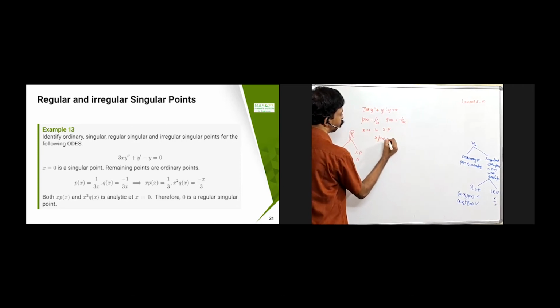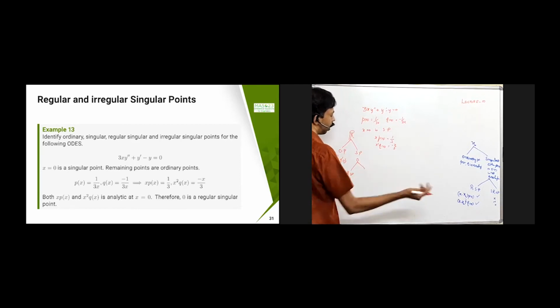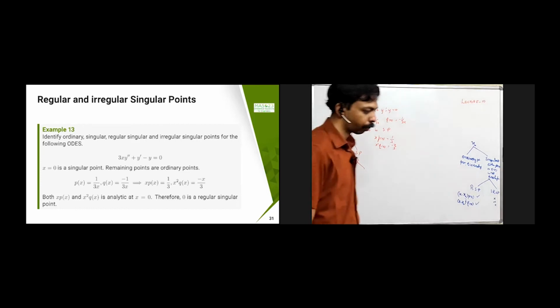So x times p(x) is going to become 1/3, and x squared times q(x) is going to become -x/3. So both are defined. Therefore, this is going to be a regular singular point. So the regular singular point is 0. There is no irregular singular point.